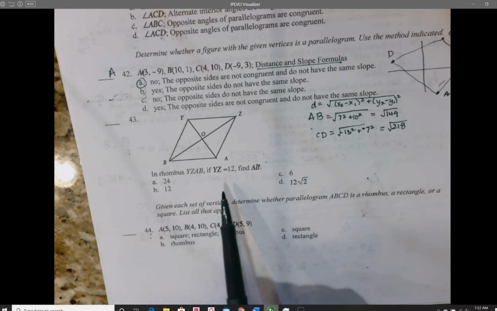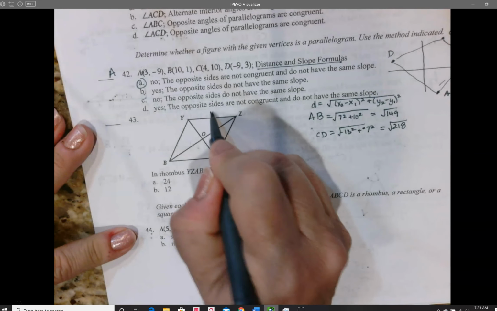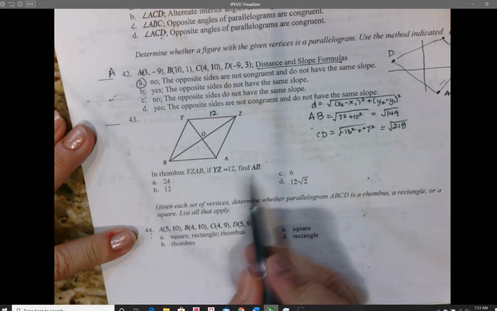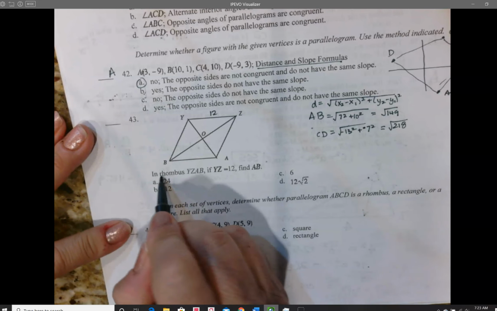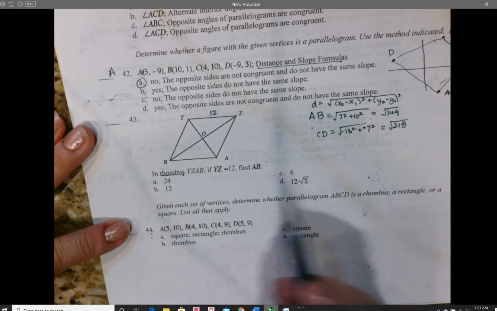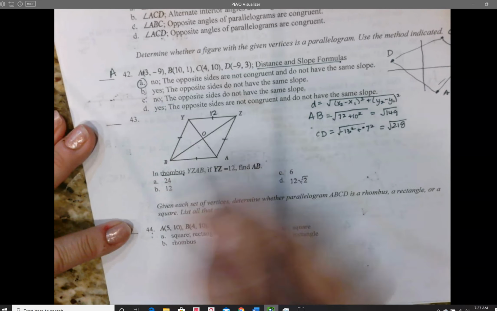So next, number 43. This is a rhombus. YZ equals 12. Find AB. So if you know the definition of a rhombus, the rules are all four sides are the same. So I could say that's 12 and be done. I don't need to know anything else.